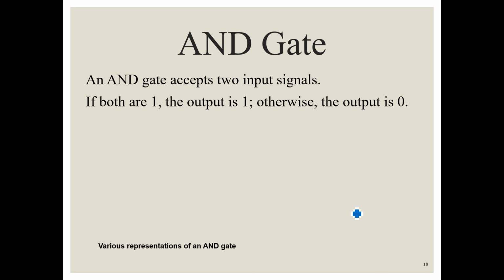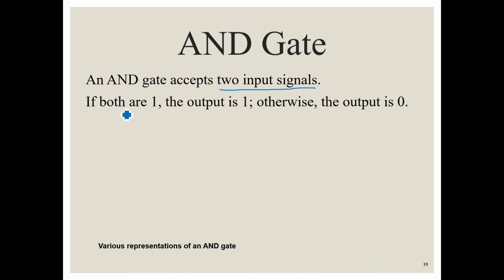Next is an AND gate. An AND gate accepts 2 inputs. Here for the AND gate, you will have the 2 inputs. How many inputs will there be? For the NOT gate, there is only 1 input. But when it comes to the rest of the gates, usually they have a minimum of 2 inputs. So now the AND gate accepts 2 input signals.